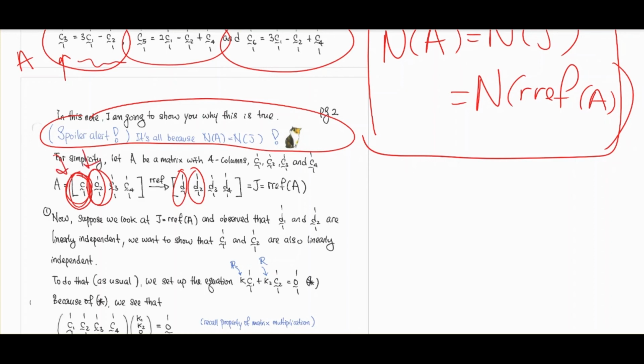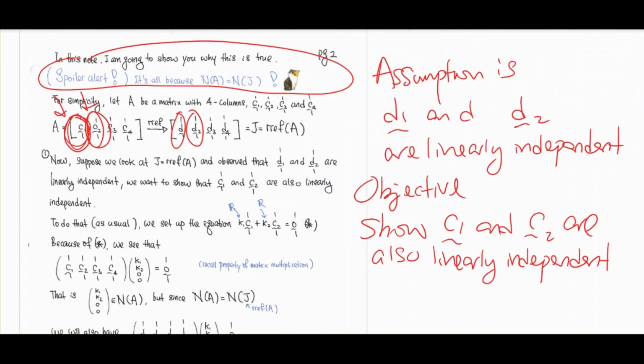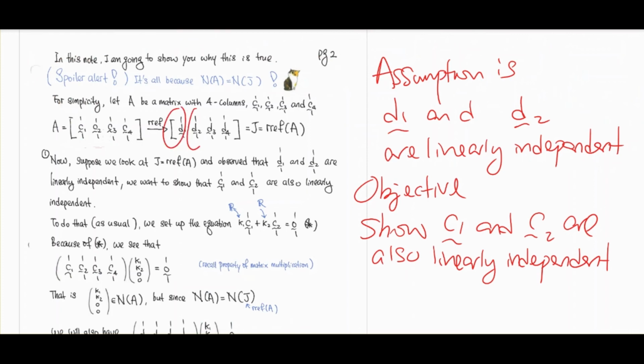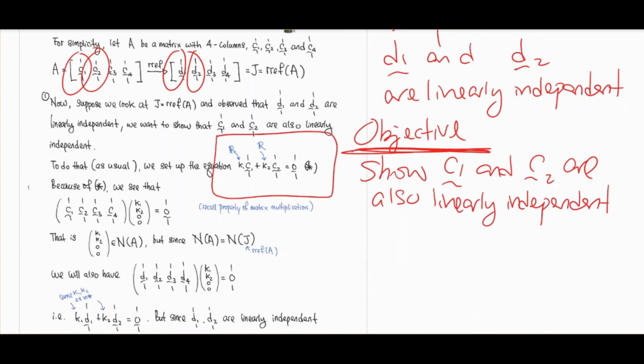All right, so let me write down the objective and our assumption. Our assumption is that D1 and D2 are linearly independent. What we want to show, our objective, is that C1 and C2 are also linearly independent. So how do you show something is linearly independent? Well, you follow the definition. You set up these equations: K1 of C1 plus K2 of C2 equal to 0, and try to find the values of K1 and K2. If K1 and K2 have no other choice but to be 0, then by definition, C1 and C2 will have to be linearly independent.